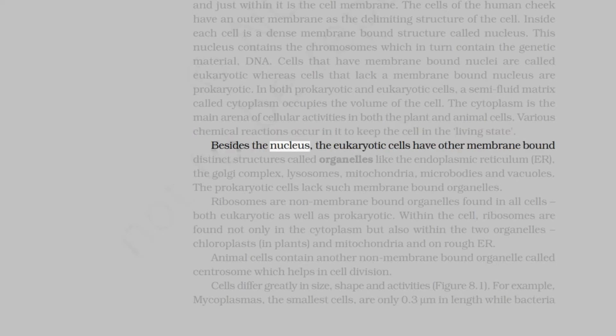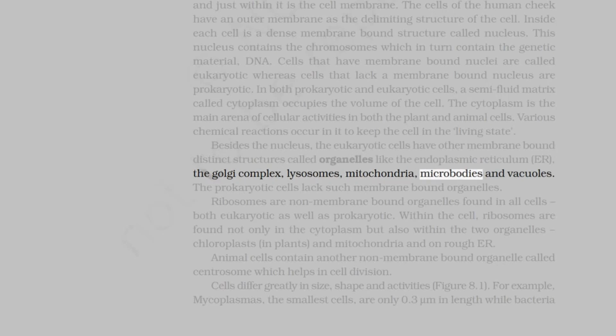Besides the nucleus, the eukaryotic cells have other membrane-bound, distinct structures called organelles like the endoplasmic reticulum, ER, the Golgi complex, lysosomes, mitochondria, microbodies, and vacuoles. The prokaryotic cells lack such membrane-bound organelles.